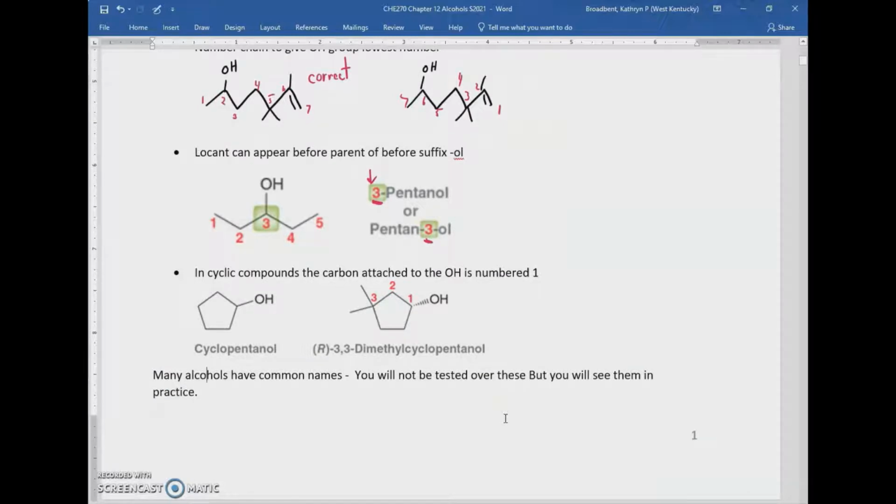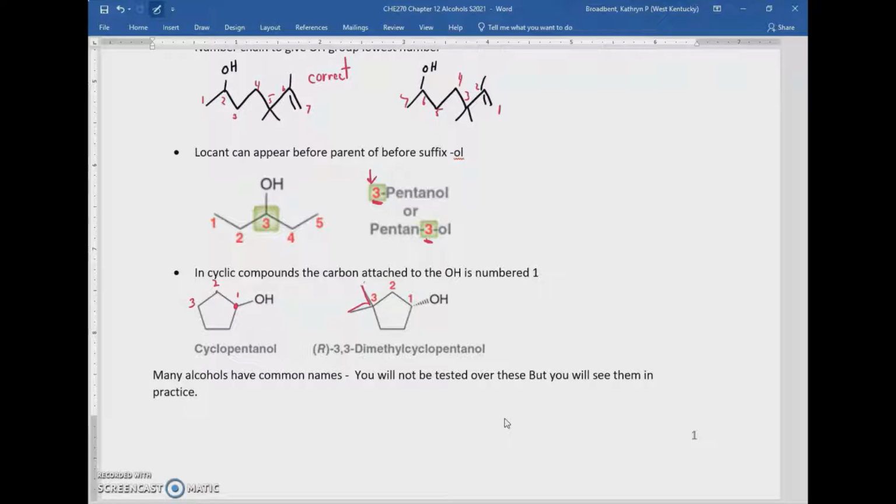When we have an alcohol that's in a cyclic compound, the carbon that it's attached to will always be 1. And in this case, we're going to go around to number 2 and 3 so that this dimethyl group will be 3. If we went the other direction, the dimethyl group would be 4, and that wouldn't be good. We don't want to do that.